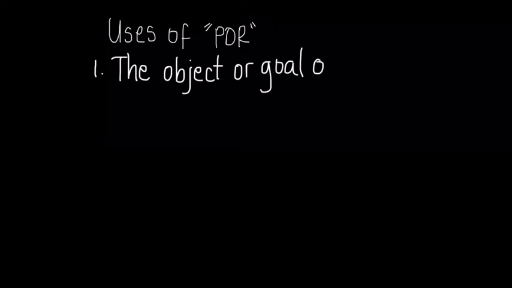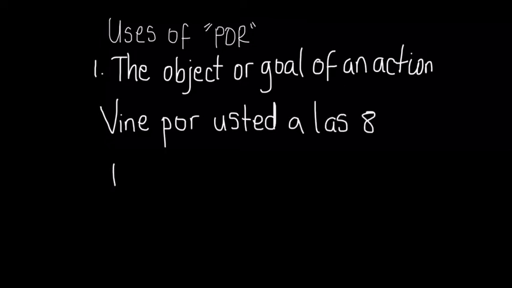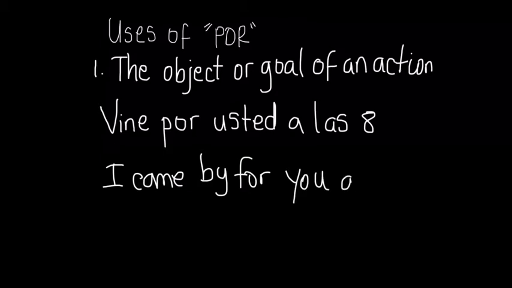The first use is when we want to give the object or goal of a specific action. For example, if I say, "Vine por usted a las 8," the equivalent in English would be, I came by for you at 8. And the object or the goal of my coming by is you.